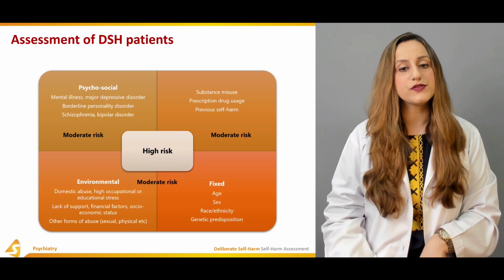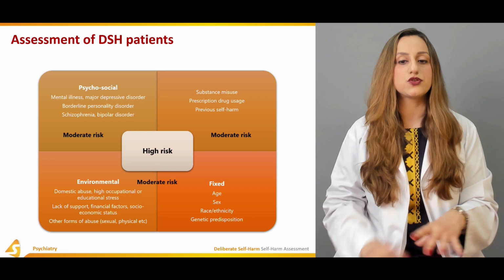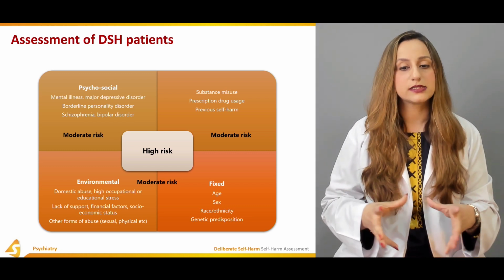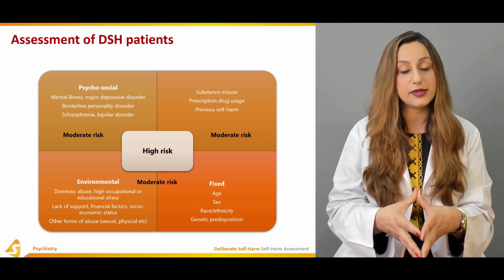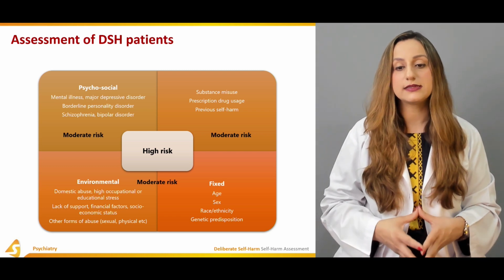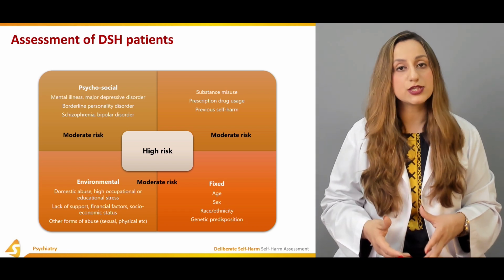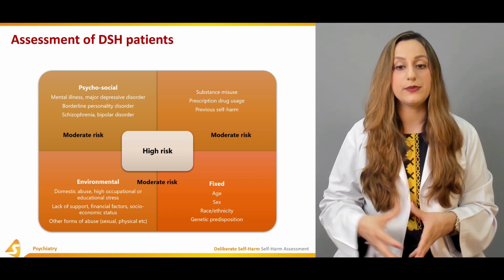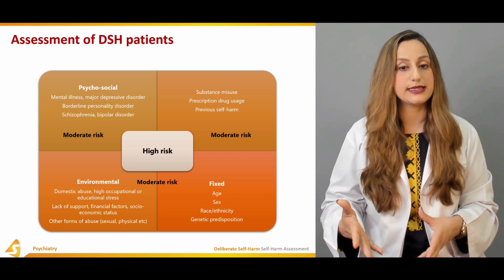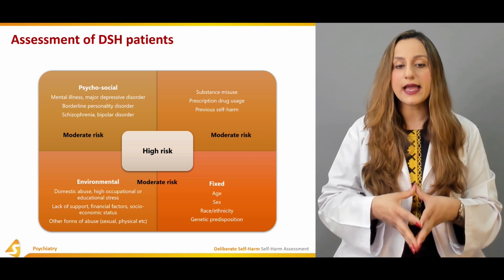So the assessment of the DSH patients is again very important over here. It basically consists of these three factors. It can be a high risk patient, it can be a moderate risk patient. So we have to consider whether it is a moderate risk patient or a high risk patient. If there is a history of substance abuse or any prescription drug use or previous self-harm, it is a moderate risk factor.